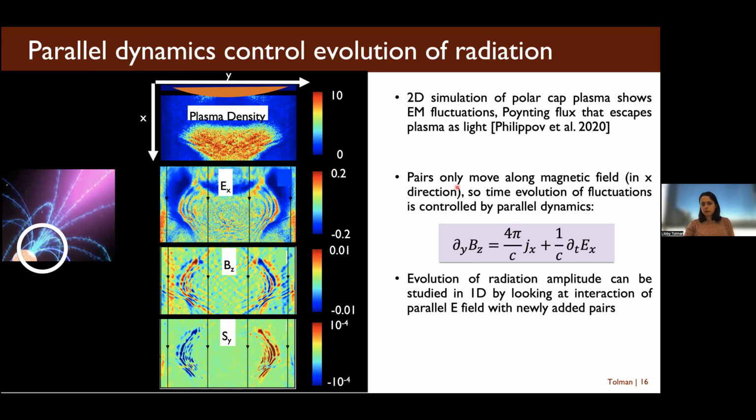Now, this is a very two-dimensional process, obviously, but it's important to note that the pairs themselves only move along the magnetic field in the x direction, so sort of away from the star. This means that the time evolution of the fluctuations is controlled by the parallel dynamics. So you can see the Maxwell equation in this purple box. This is giving the evolution of the magnetic field and the electric field, but it's all controlled by a parallel current, Jx. This means that the evolution of the radiation amplitude can be studied approximately in one dimension just by looking at the interaction of a parallel electric field with newly added pairs.